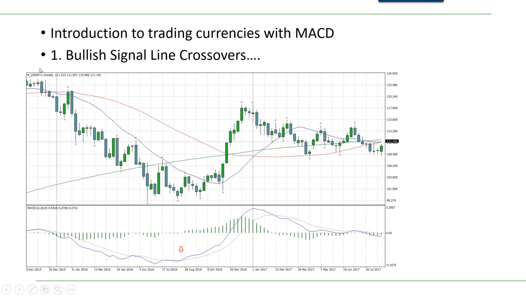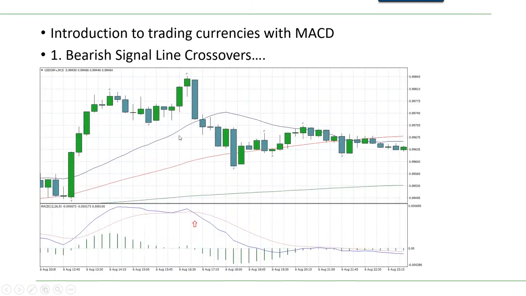So what I've got here is a chart of the US dollar against the yen. This is a weekly chart. For those of you who are completely new to trading, I have green bullish and blue bearish candles. I have a blue 20 period simple moving average, a red 50 simple moving average, and a green 200 period moving average. And what I have here is a traditional MACD, and we're going to explain that a bit more in a moment.